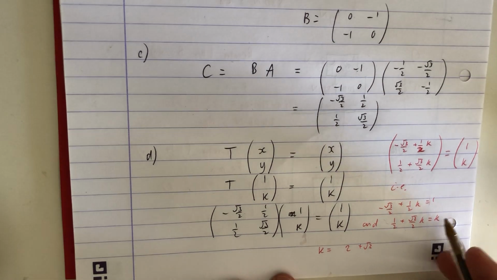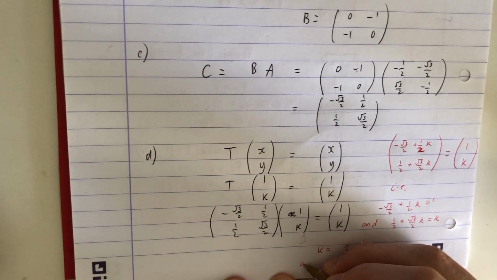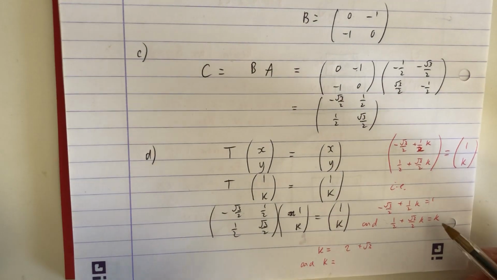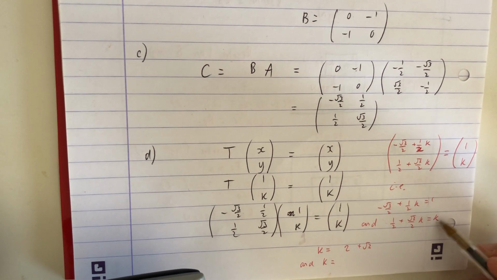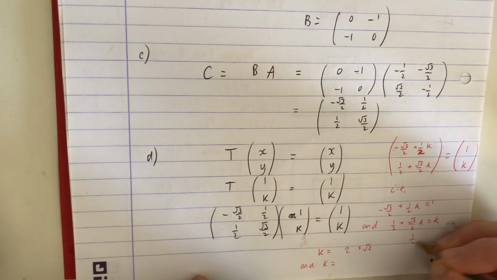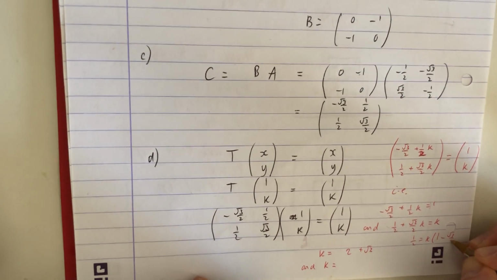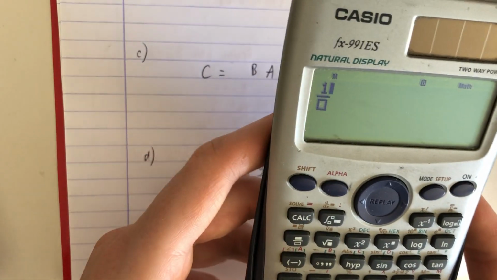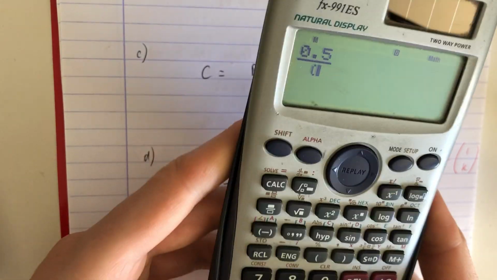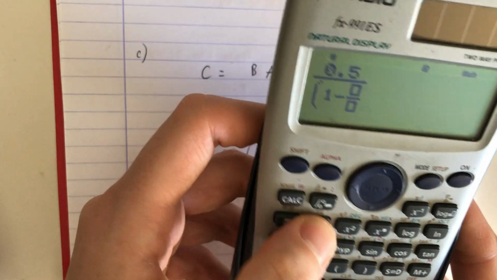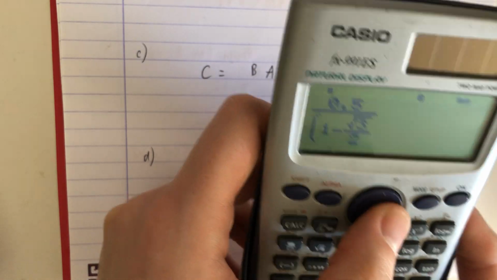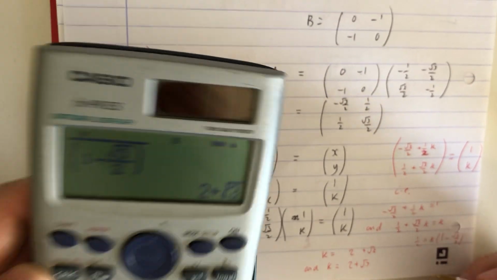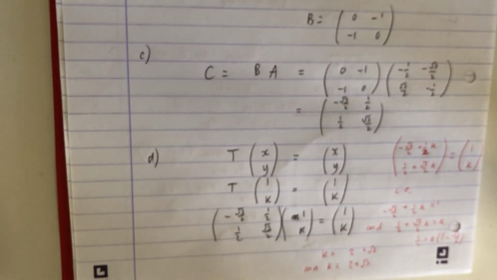And then if you solved this one, it should give you exactly the same answer. Let's check it on the calculator. Okay, so just do one step. Half equals k, 1 minus root 3 over 2. Divide by that, so we've got 0.5 divided by 1 subtract root 3 over 2, 2 plus root 3. So there's the one real value. And that would be it. That's the 10 marks.